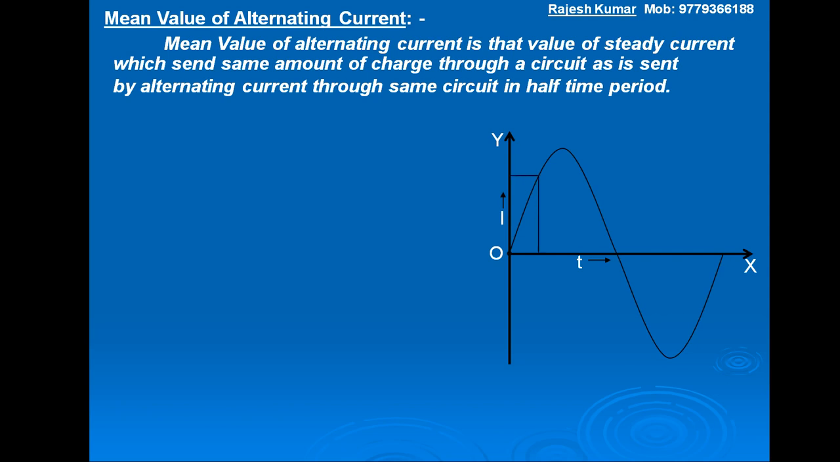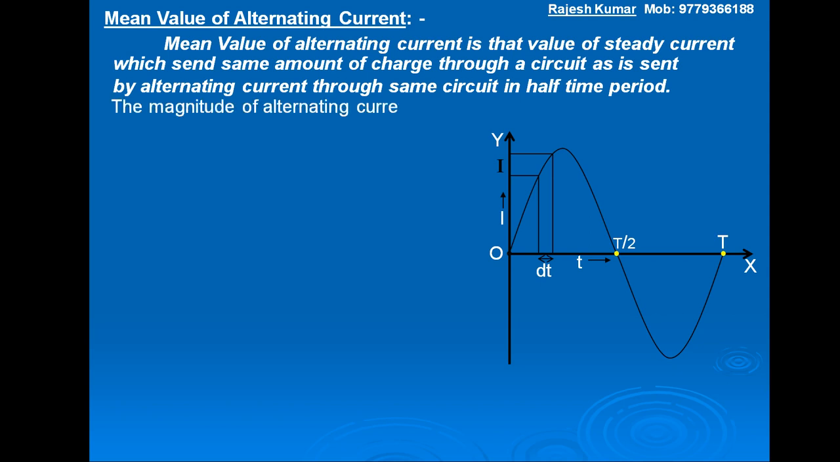Consider at any instant, at any time t, a time interval dt. This is the dt time interval at any time t, and the value of current for this interval is I. I is supposed to be constant as dt approaches 0, a very small time interval. This is half time period, and this is one time period, capital T.